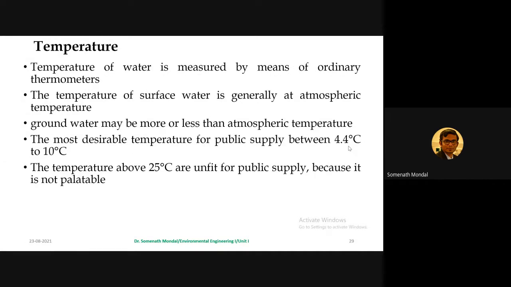Next, another important part is temperature. Now, temperature of water is measured by means of ordinary thermometers. As you can understand, this is the cheapest way you can measure the temperature of the water, and it gives sufficiently reliable results. The temperature of surface water is generally at atmospheric temperature, and that is very obvious, while that of the groundwater may be more or less than the atmospheric temperature, depending upon the temperature of the surrounding soils or surrounding geomaterials. The most desirable temperature for public supply is between 4.4 degrees centigrade to 10 degrees centigrade.